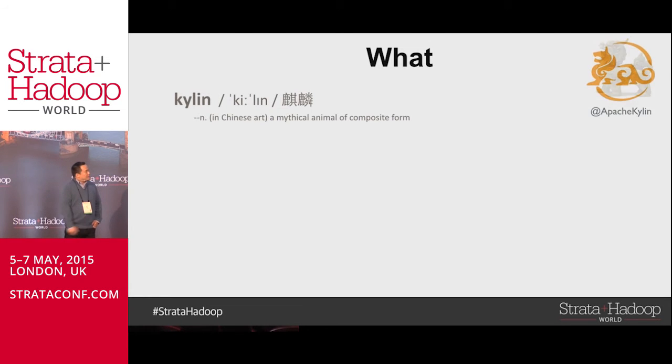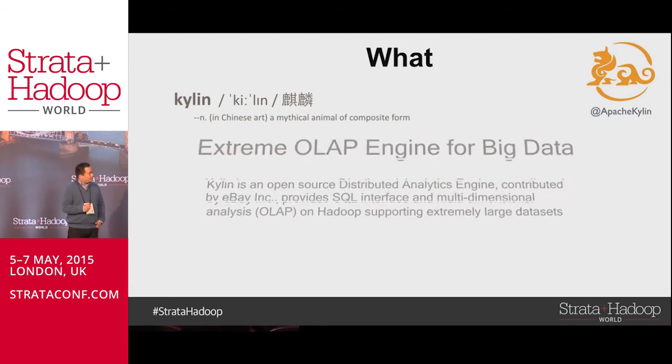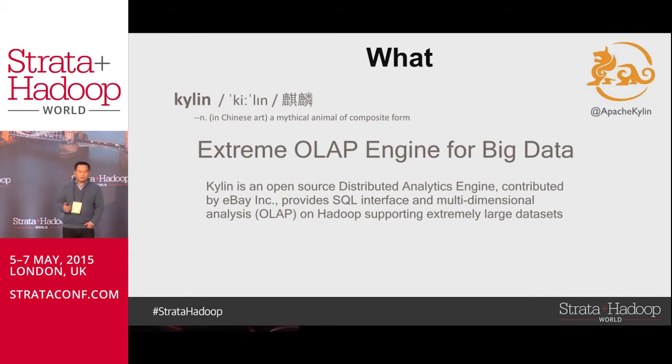So this is our logo, and we define it as an extreme OLAP engine for big data. Our mission is to deliver an open source distributed analytical engine providing a SQL interface and multi-dimensional OLAP on Hadoop, and now even on Spark, to support extremely large data sets. This is our mission. It's really hard to achieve, but thanks to our customers, our partners and our team, we made a little bit of progress.